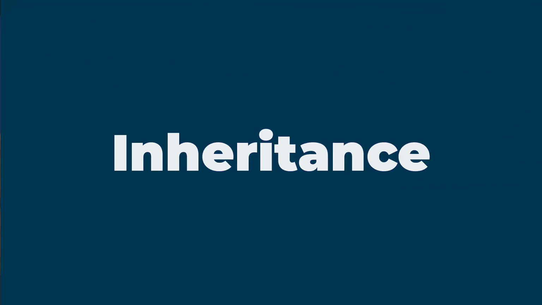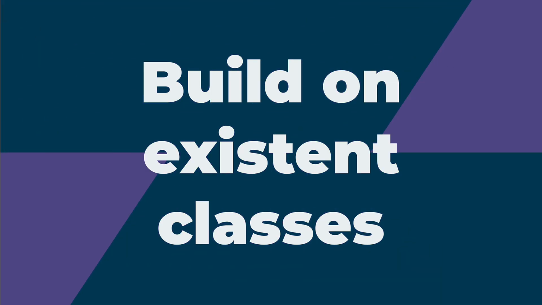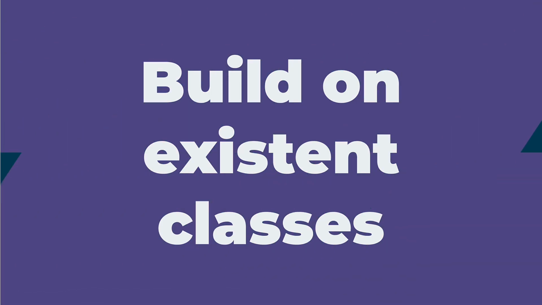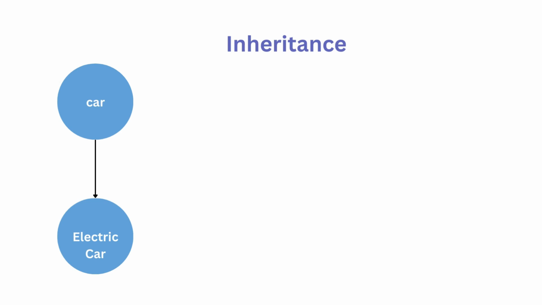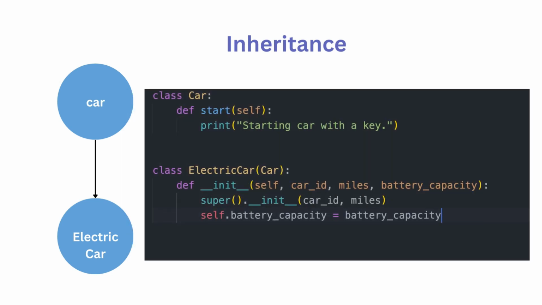The third pillar of OOP is inheritance. This is one of my favorites because this is where we see the power of object-oriented programming. What is inheritance? Inheritance lets us build on existing classes, because we already have a base car class. For example, imagine that we want to create a different type of car that has the same base functionalities, same base attributes and methods of the general car.